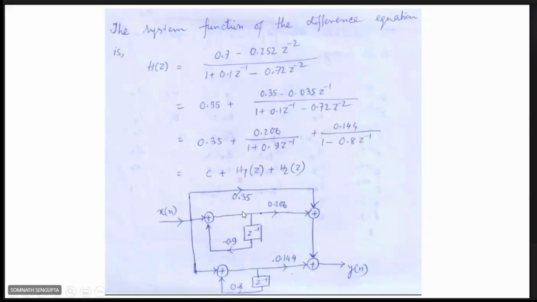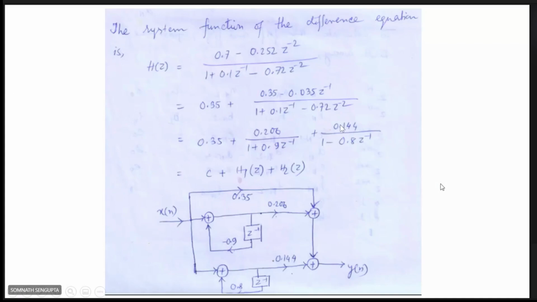So H1(z) is represented, again using the direct form 1 rule. Or you can simply write that if it goes to the input side, then its coefficient becomes negative: 0.9 becomes minus 0.9, and minus 0.8 becomes plus 0.8. So this is H1(z) and this is H2(z). This is the whole H1(z) and this is the whole H2(z).